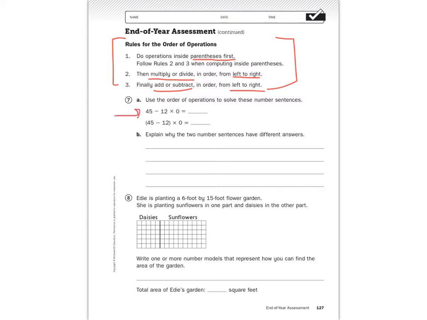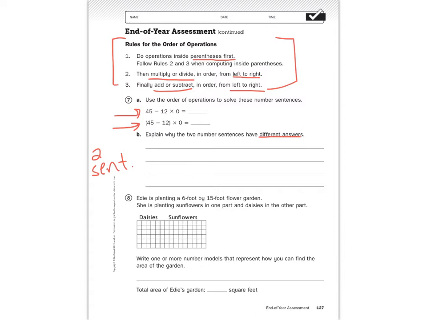So you're going to go ahead and solve this one, and then you're going to go ahead and solve this one. And then it says, explain why the two number sentences have different answers. So down here, I would be looking for 2 sentences. I would like you to go ahead and work on that problem. And then I want you to do number 8.